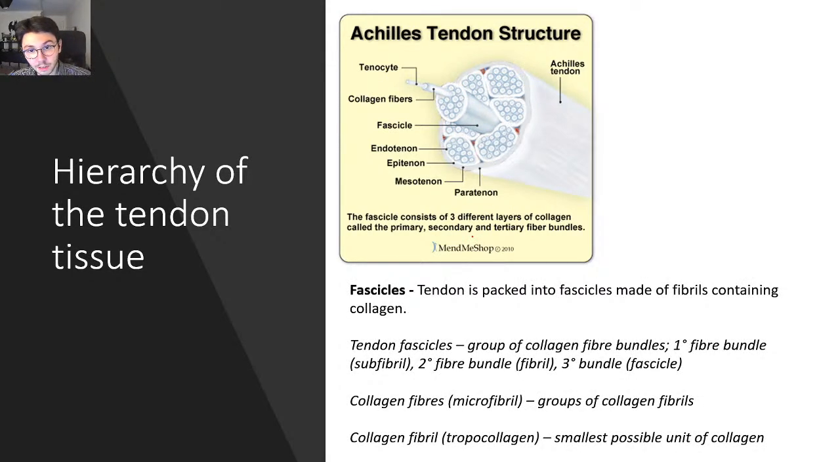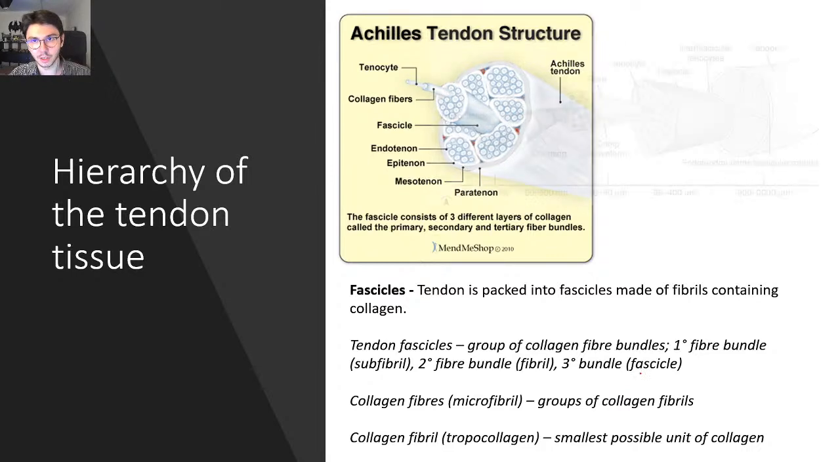Now let's talk about fascicles. So fascicles is what the tendon structure is made of. It's very similar to what we saw with the muscle. So we have tendon fascicles, which are a group of collagen fibers. So it's these things here. And there's different types. So you can have a primary fiber bundle, which is called a subfibril, a secondary fiber bundle, which is called a fibril, and a third bundle, which is the whole fascicle. Now, you don't really need to know this. This is just out of interest, and it's to help you organize your thoughts about tendons and muscles. It's just the different groupings.